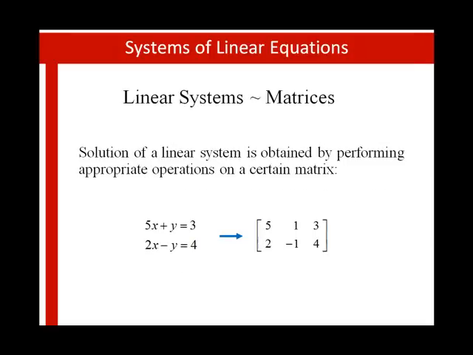Linear systems and matrices. Solutions of a linear system are obtained by performing appropriate operations on a certain matrix. So as you can see, in this course we will take systems of equations, write them in matrix form, and use matrix operations to solve the system. In this case here, we have a 2x2 linear system. This can be written in matrix form as shown. The matrix form on the right is called the augmented matrix of the system.